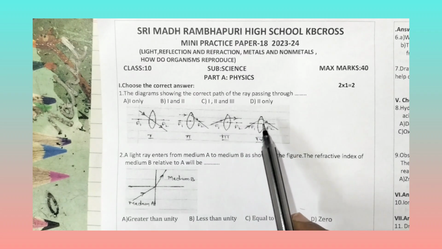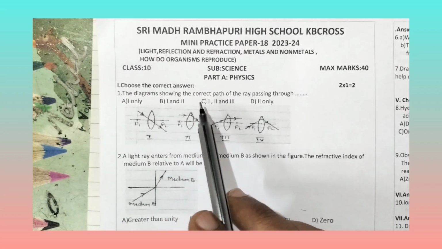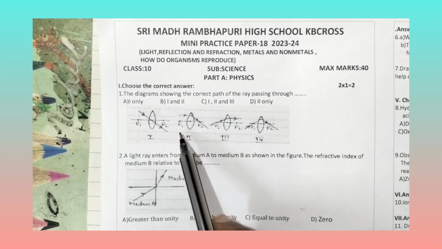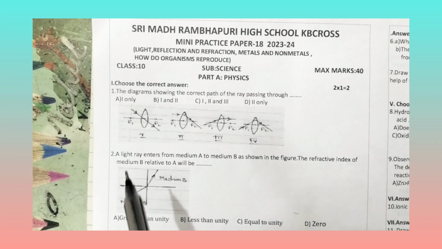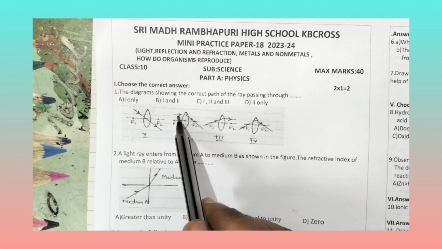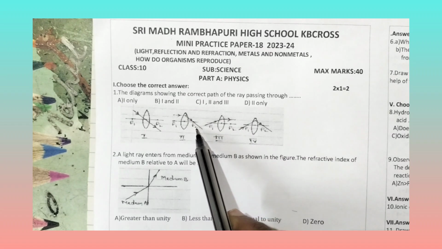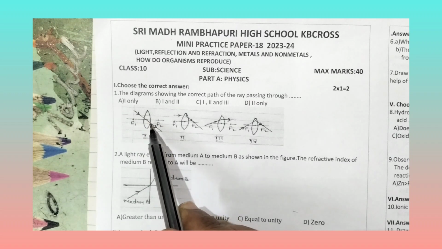Among these four, the right answer for the diagram that shows the correct pathway of the ray passing through is option 2. So you can observe here the light ray which is parallel to the principal axis, after refraction it is passing through the principal focus. Then the light ray which passes through the optic center.